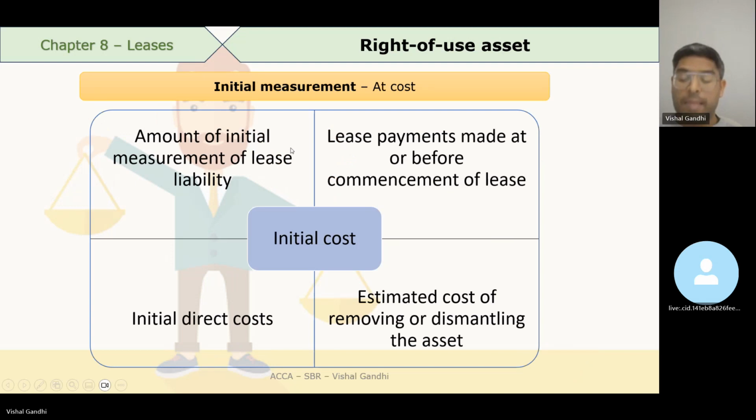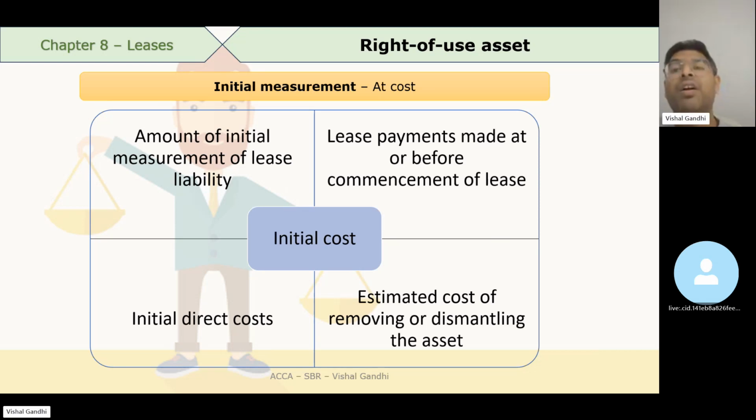Now, right of use asset. Initial measurement of right of use asset. We have seen the liability. Now, right of use asset: initial measurement at cost. So initial measurement of right of use asset will be at cost. Now what will be included in the cost?